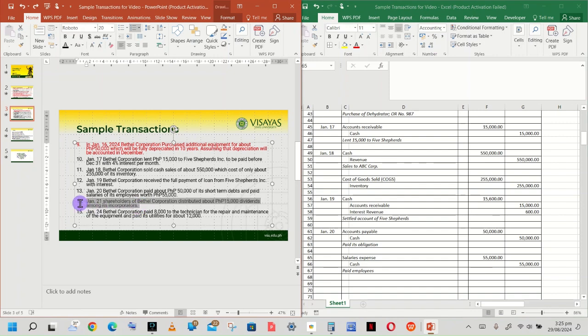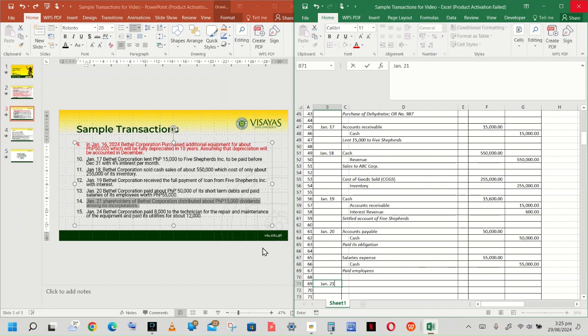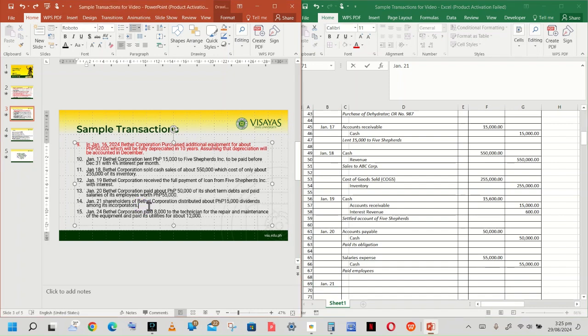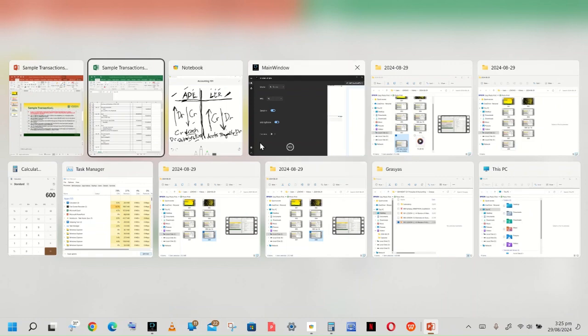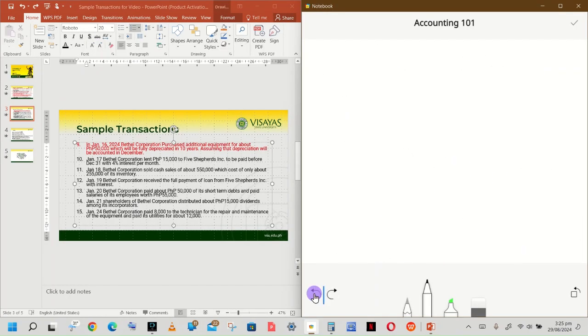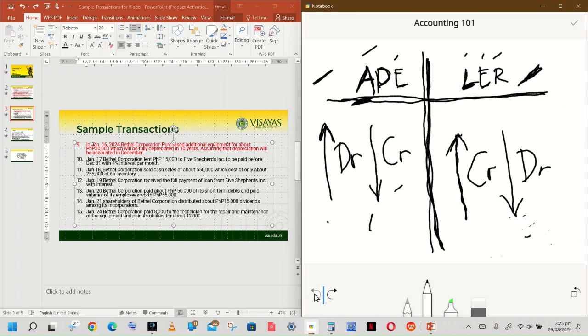So, another transaction sa January 21. Shareholders have distributed about 15,000 dividends among its incorporators. So, nag-withdraw siya ng 15,000 pesos. So, magkakaroon ng listahan ng mga withdrawals. So, withdrawals belongs to what category? Debit normal balance or credit normal balance. So, since it belongs to our debit normal balance, dahil andito yung drawings or withdrawals.